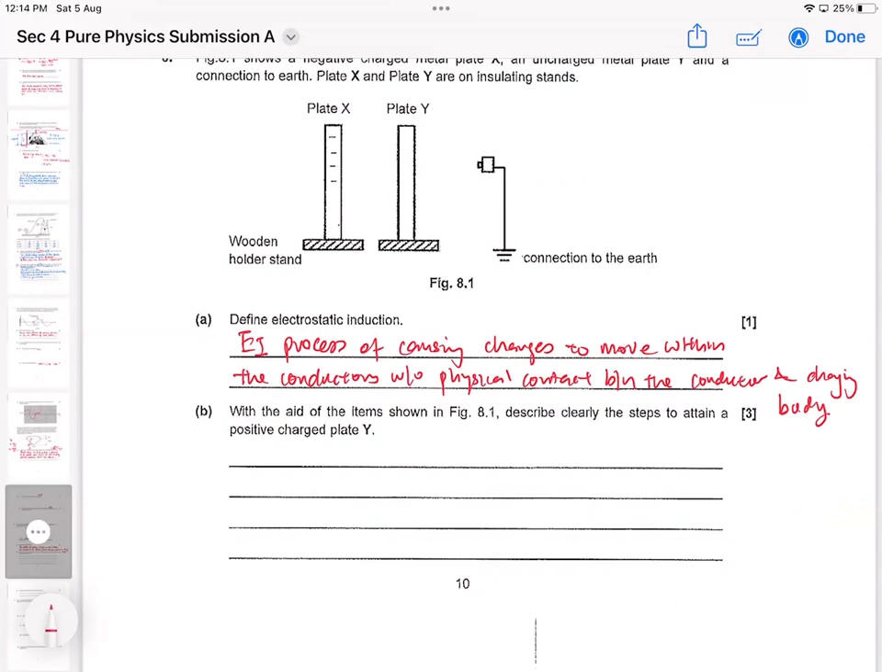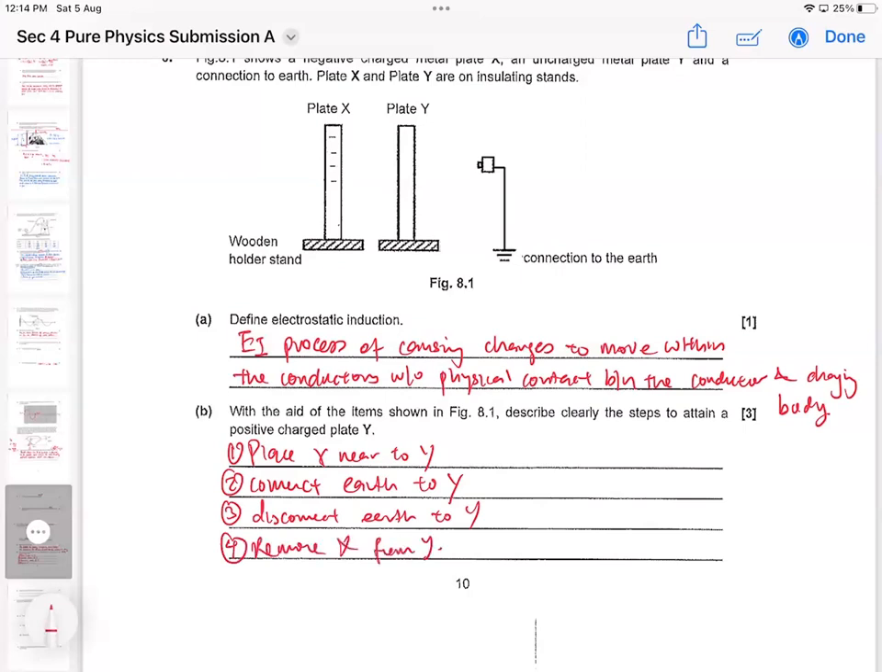Okay, so this is the normal induction process. So first off, we're going to place X near to Y. And then connect the Earth to Y. Then disconnect the Earth from plate Y. And number 4, remove the X from Y. Because the question wants us to describe the steps.